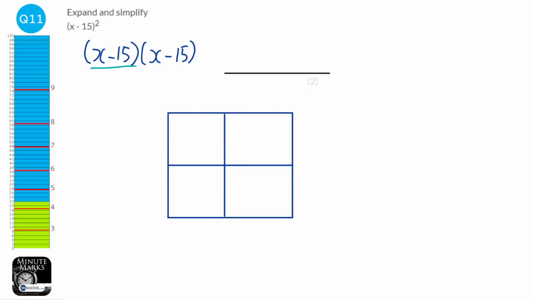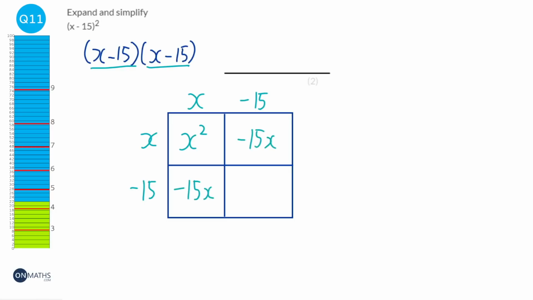And we're going to do x minus 15 at the top, x minus 15 at the bottom. Then we're going to do x times x, which is x squared, x times minus 15, which is minus 15x. Same again here. And then we've got a minus times a minus, which is a positive 225. Put all the terms together.